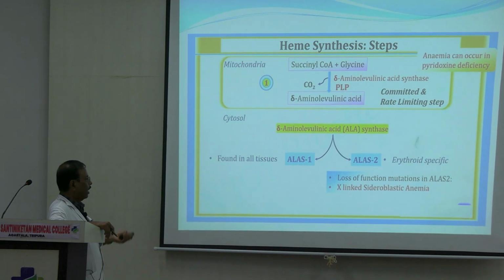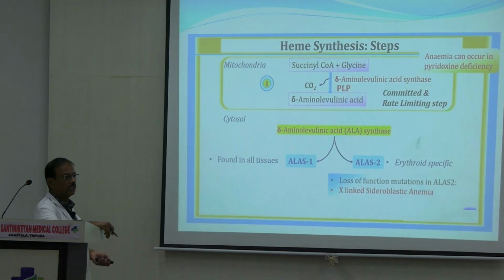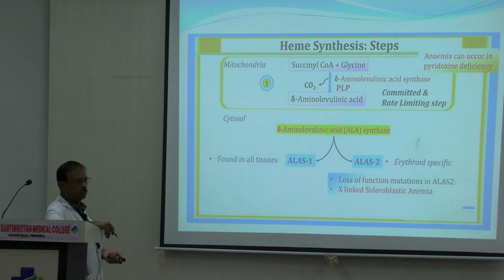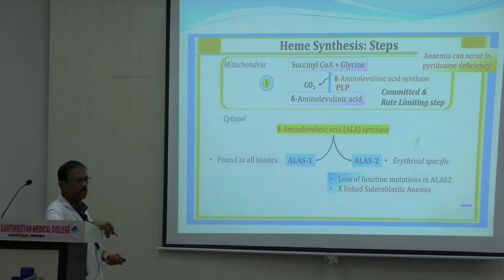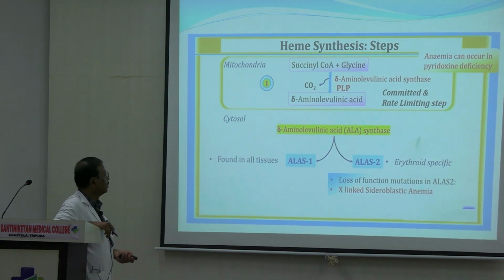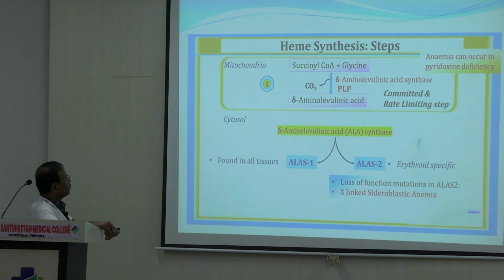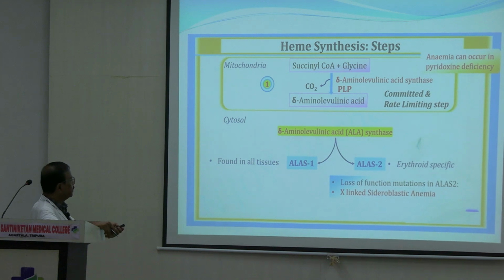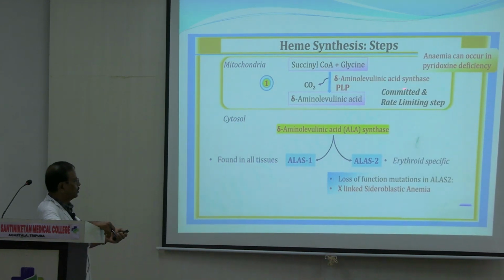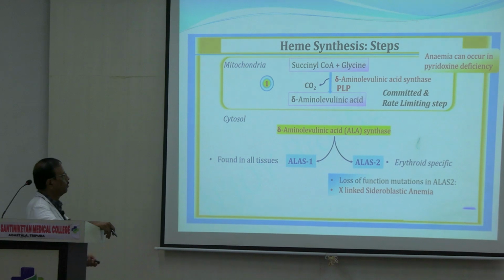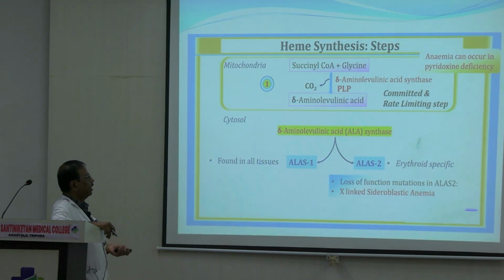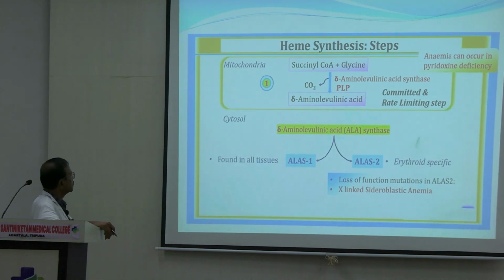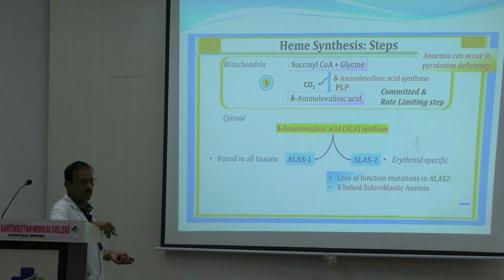This ALAS1 is inhibited and regulated by many factors. However, ALAS2's action is not interfered with by any other external factors. Now, PLP is required for this enzyme, delta aminolevulinic acid synthase. Deficiency of PLP produces anemia, but not porphyria. That is sideroblastic type of anemia.